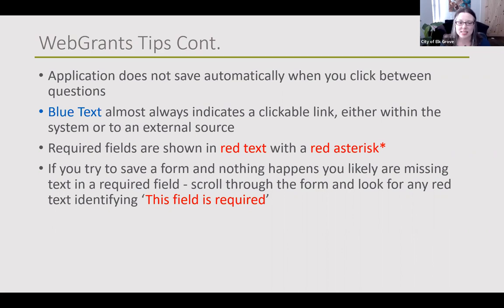Required fields are shown in red text with a red asterisk. And if you try to save something without having that required information in there, it'll flag it and say you can't save it. Or if you try to save a form and nothing happens and it still says save form and it just looks like the same old screen and nothing changed, it didn't go back to the menu, then you're likely missing text in a required field. And unfortunately, it doesn't pop up and tell you exactly where that is.